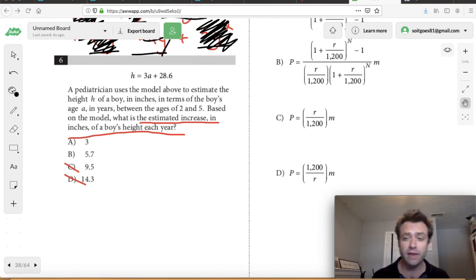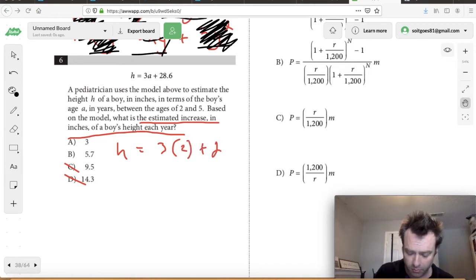But we can find the answer by plugging in values, once again, in place of the variables, okay? We're trying to find how much he grows every year between the ages of 2 and 5. So let's find out how tall he is when he's 2. We can find that really easily by plugging in 2 for A into the equation. So his height when he's 2 is going to be 3 times 2 plus 28.6. That's 6 plus 28.6, which is 34.6. So when he's 2, he's 34.6 inches.